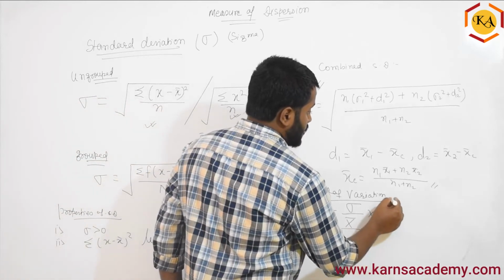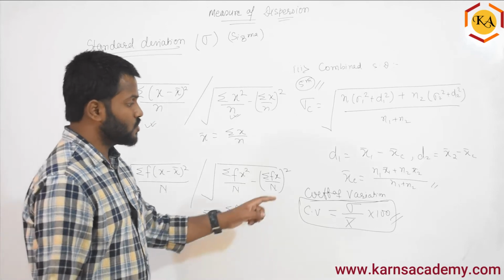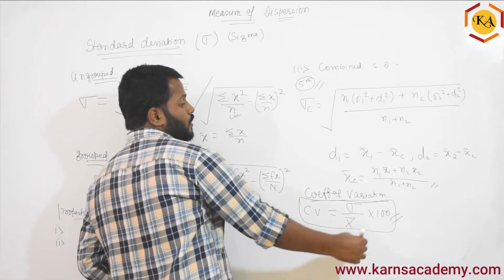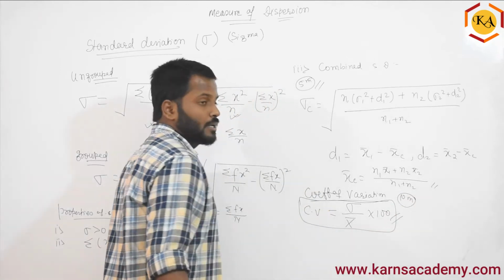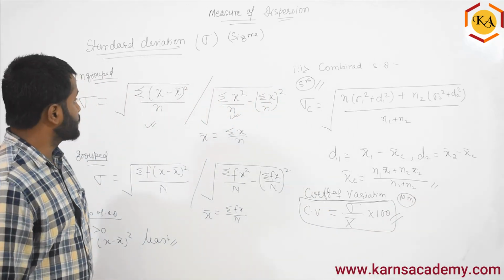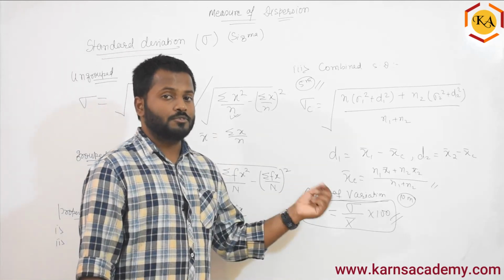This is how you denote the coefficient of variation, and this topic is very, very important because your 10 marker question will come from this topic. So pause the video and make a note of it. We'll see the problems one by one from each topic.